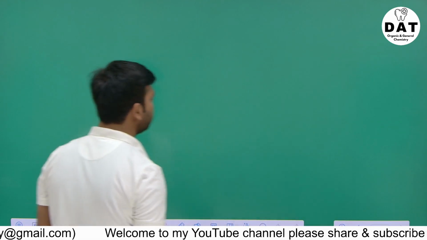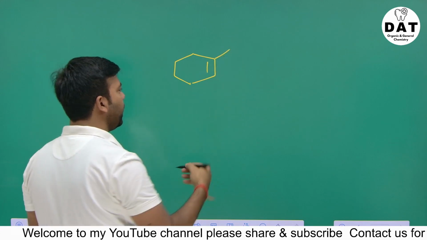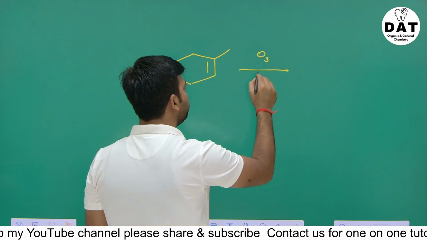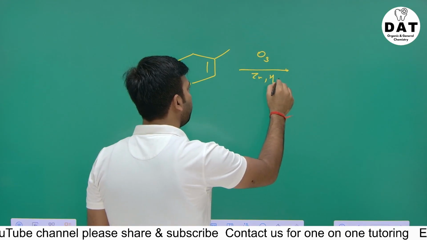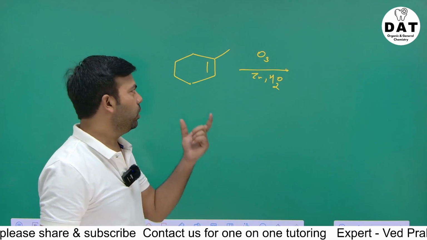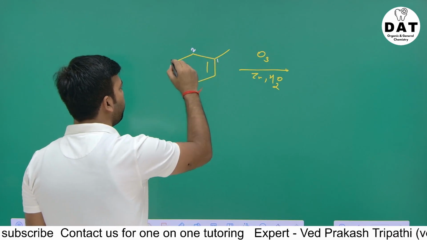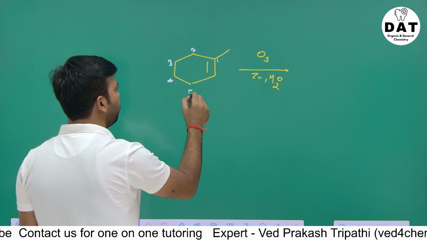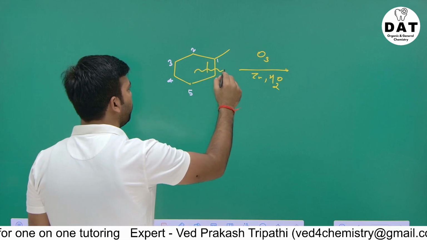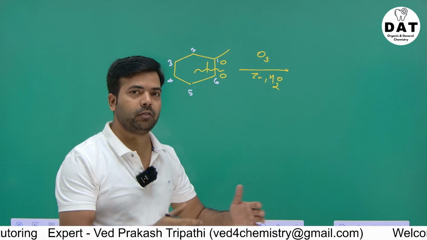Sometimes we have a ring, suppose this one. Most students have issues with ring type questions in ozonolysis. Look here, it's quite simple. Whenever you have a ring, always mark the numbering. The best way is to mark the numbering on each carbon. So look here, 1, 2, 3, 4, 5, 6. Break the 1,6 double bond and attach oxygen on both sides, oxygen here and oxygen here. This is a ring, and once you break it, it will be an open chain.